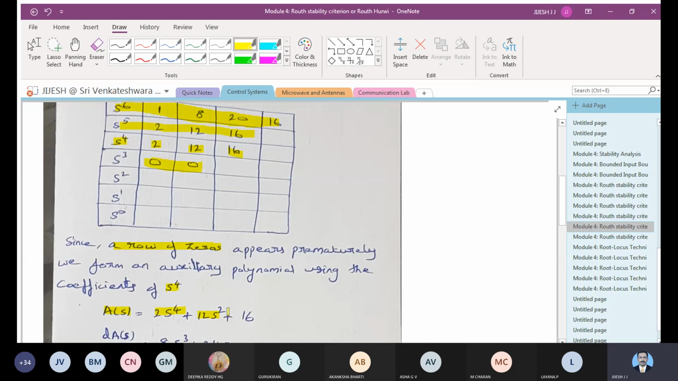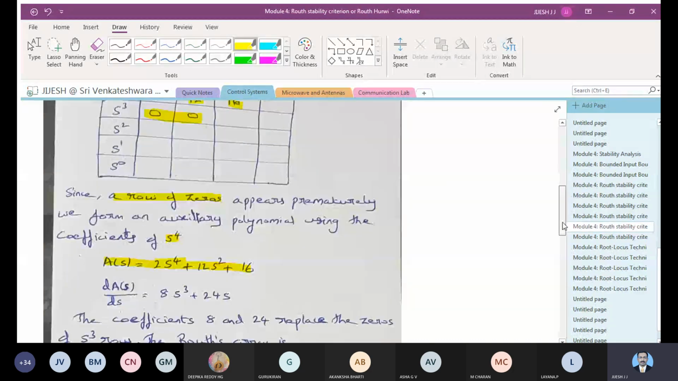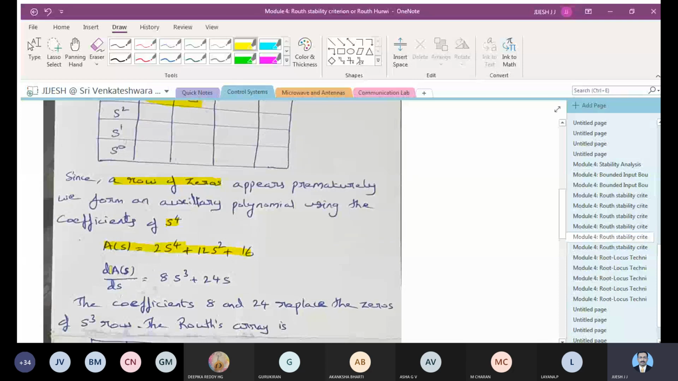And after writing the equation, the difficulty 2 method states that you have to take the differentiation of that. So you need to differentiate the equation. So it is 2s raised to 4 plus 12s square plus 16 that can be differentiated. You get it as 8s cube plus 24s. Students, you are able to hear me, no? Yes, sir. Okay, fine. So you can take the differentiation of that. So it is 8s cube plus 24s.